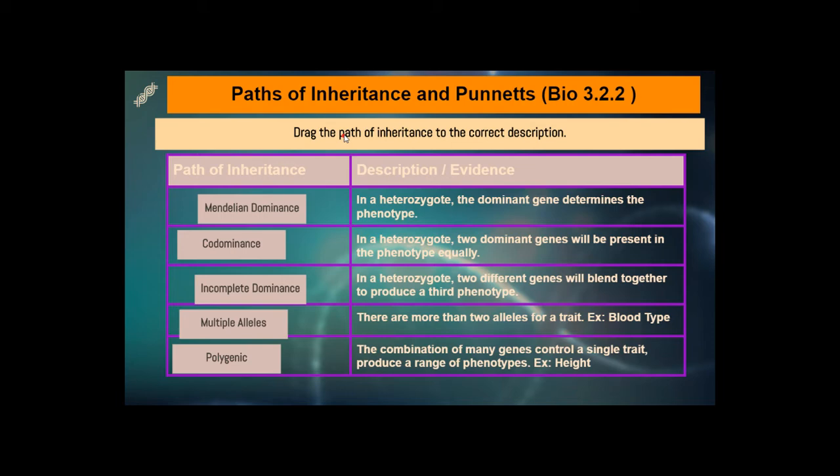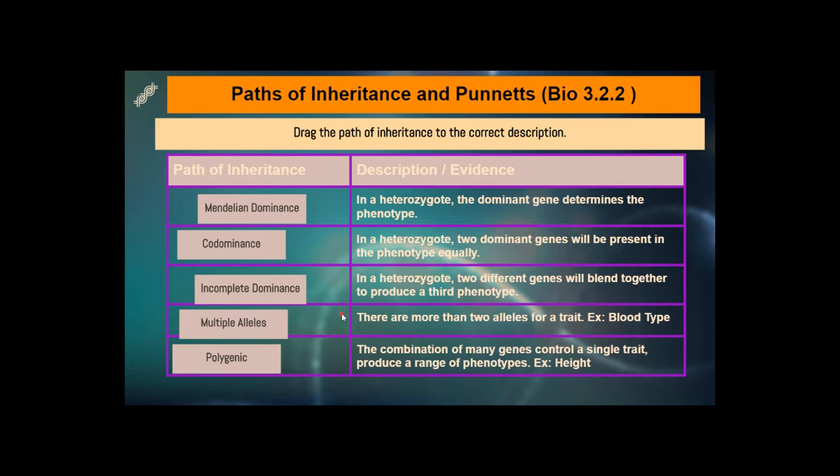With inheritance, we learned about Mendelian dominance. That's when the dominant gene determines the phenotype, meaning as long as you have one capital letter, you have the trait. With codominance, you have two dominant genes equally. So you have a roan cow, which is both brown and white. You use two different letters for that. You've got Dalmatians that are black and white. Incomplete dominance is when you have the blend. So red and white make pink.